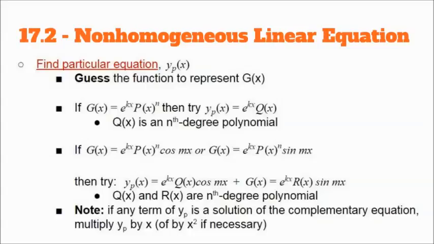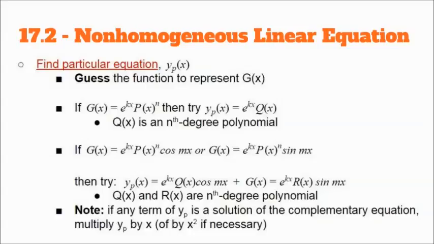Now, if g of x is equal to e to the power of kx times p of x cosine mx, or if cosine was replaced with sine, then you would use yp of x equal to e to the power of kx, and so on, cosine mx, plus e to the kx sine mx, that equation right there.